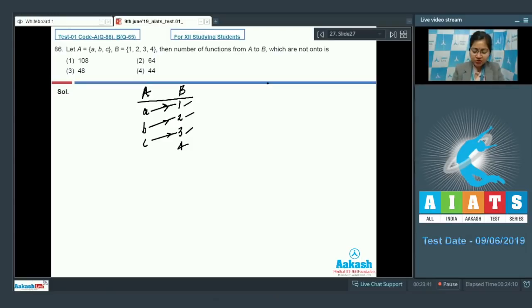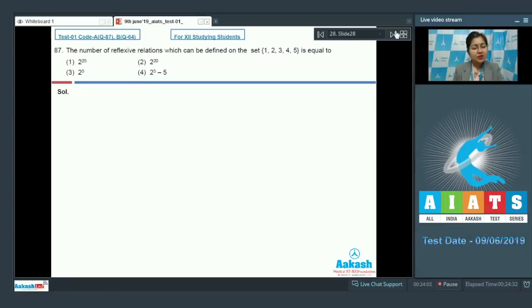Now the total number of functions here: a can combine with 4 elements. Similarly, b can also combine with any of 4 elements, and c can also associate with any of 4 elements, which means that the number of functions will be 4 raised to the power 3, that is 64. So the answer will be option number 2.